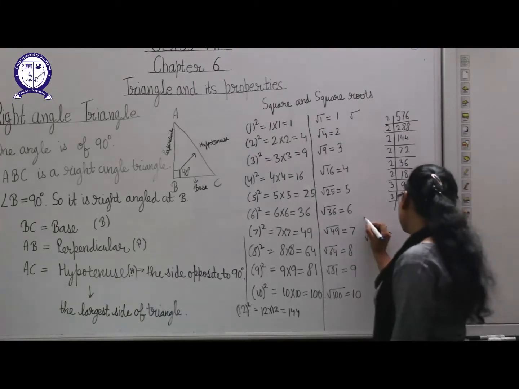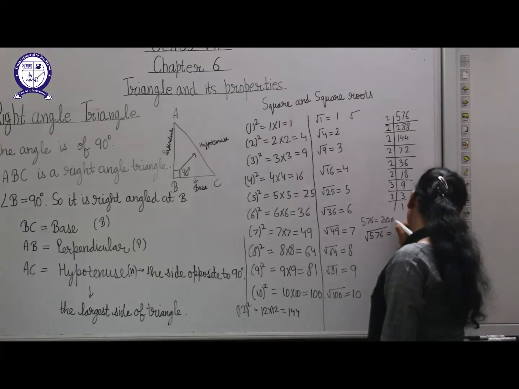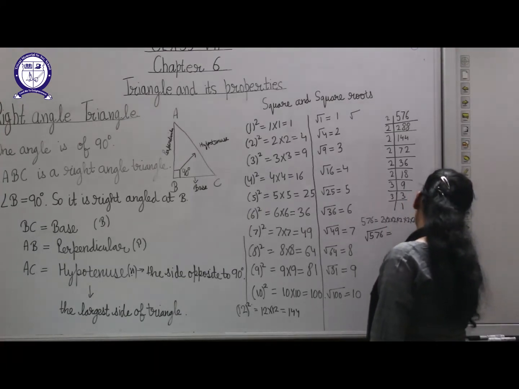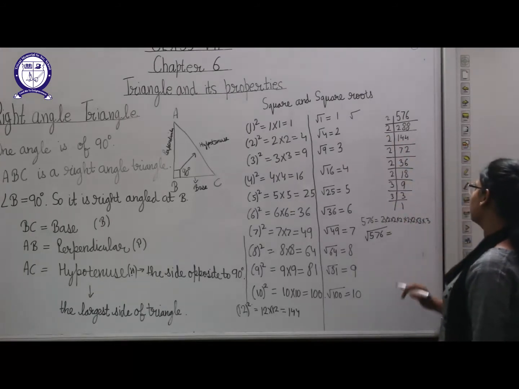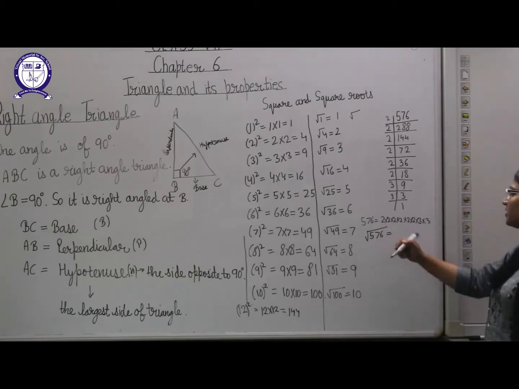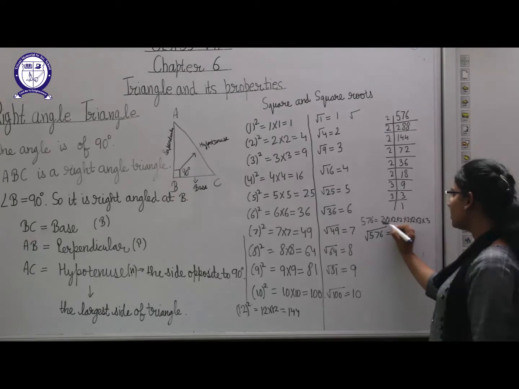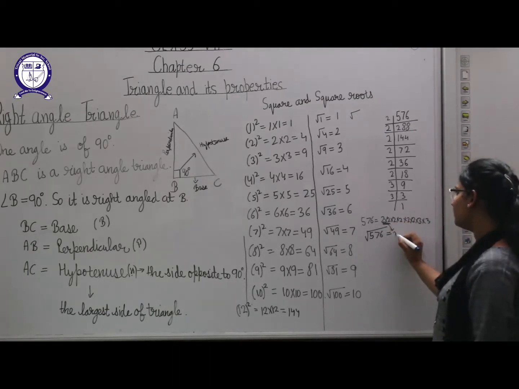So what will we write? We will write 576 is equal to 2 into 2 into 2 into 2, 2 into 2, and 3 into 3. Okay, we will write all these prime factors in multiplication here. And for the root, what will we do? We will take them as pairs. Suppose 2 is here 2 times, so we will take 2 times 2, the pair of 2, as 1 time.